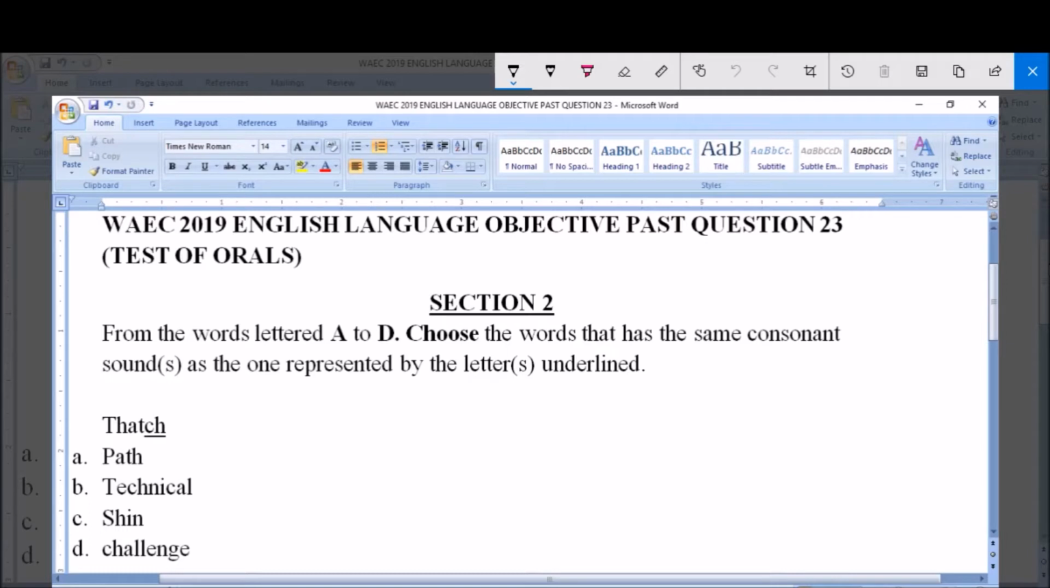Now the word we have there is thatch, and you have CH as the letters underlined. So option A is path, B technical, C shin, D challenge. So first I'll transcribe thatch and then the other options so we can pick out our answer. So thatch is transcribed this way.